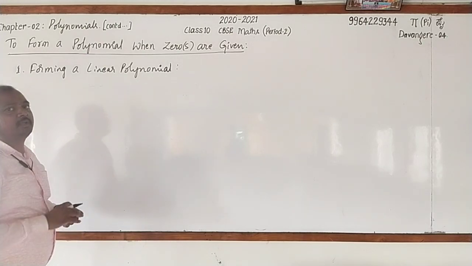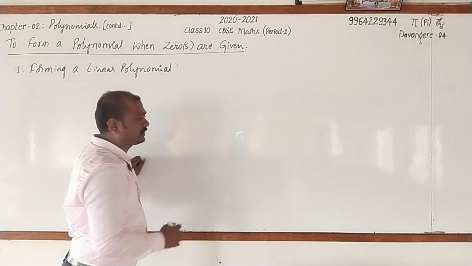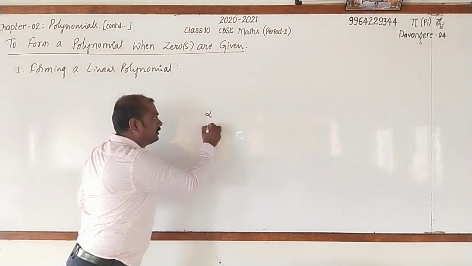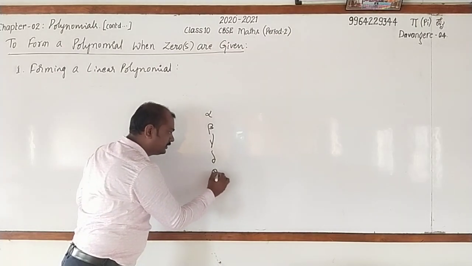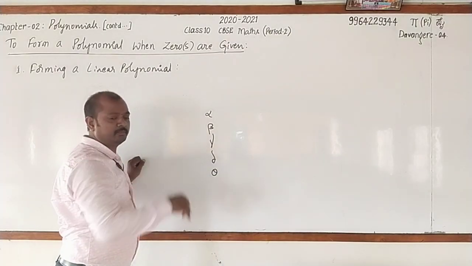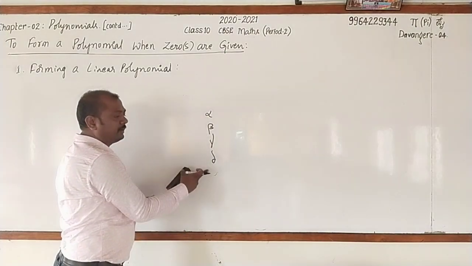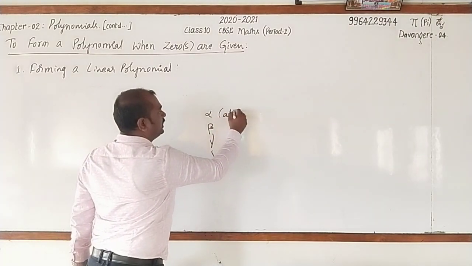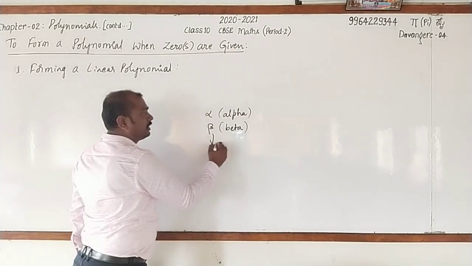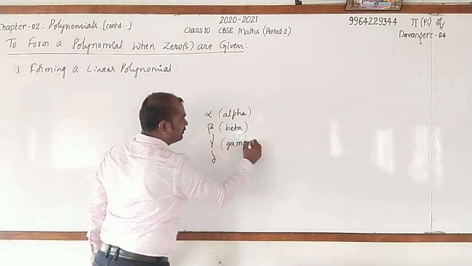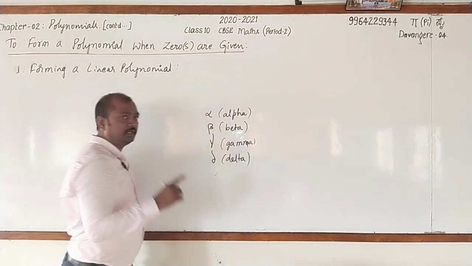Dear students, in the chapter real numbers, when I was explaining the concept, I introduced some of the Greek letters like alpha, beta, gamma, delta, theta, right? So many are there, but you must know up to here. Alpha, A-L-P-H-A. Beta, B-E-T-A. Gamma, G-A-M-M-A. Delta, D-E-L-T-A. And even the method of writing also.